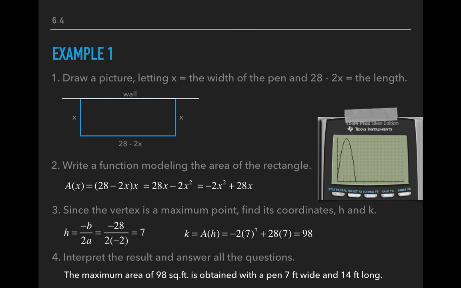And to find that 14, you take 28 minus 2 times 7. That's 28 minus 14, which is 14. So we've answered both parts of our question. And now we can move on to another example.